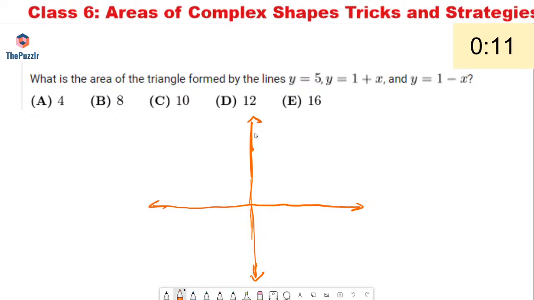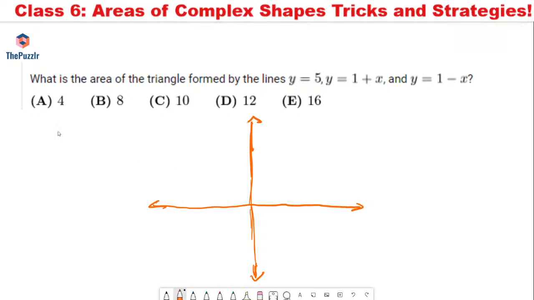So what do we have here? Let's just wait for the timer to finish before I proceed. Okay, we have 3 lines. Let's draw them. Where do they intersect? They're not that hard to draw. 1, 2, 3, 4, 5. That's y equals 5. And then I have 1 plus x, right? So that's going to intersect here. So the y-intercept is 1 for both of them. And it's going to look something like this, right? I'm not actually going to draw in my x points, right?